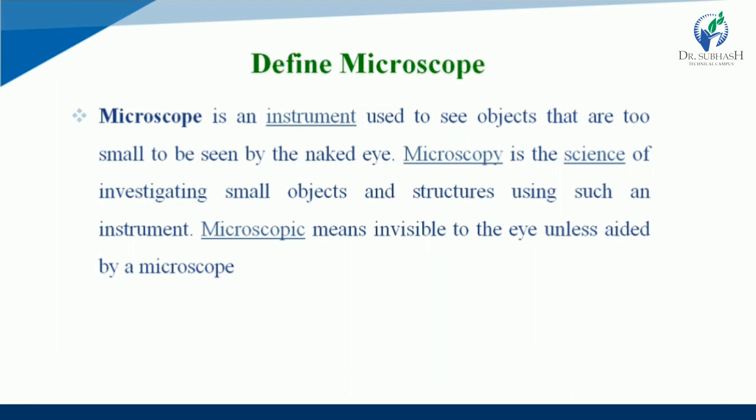So what is microscope? Microscope is an instrument that is particularly used to see the objects that are too small to be seen by naked eye. Microscopy, what is microscopy? Microscopy is the science of investigating small objects as well as structures using such an instrument. Microscopic means invisible to naked eye, but visible with the help of microscope.